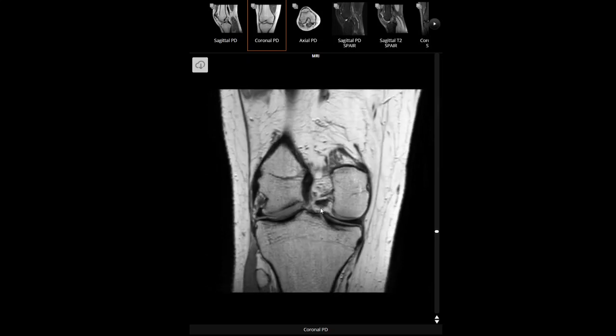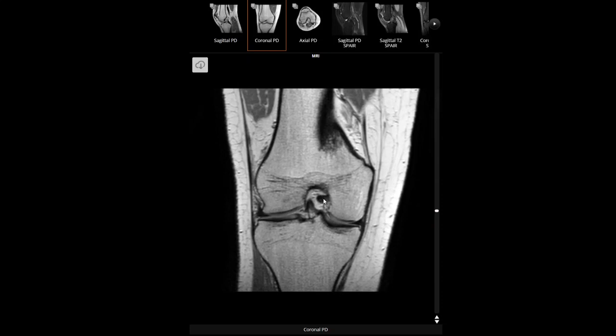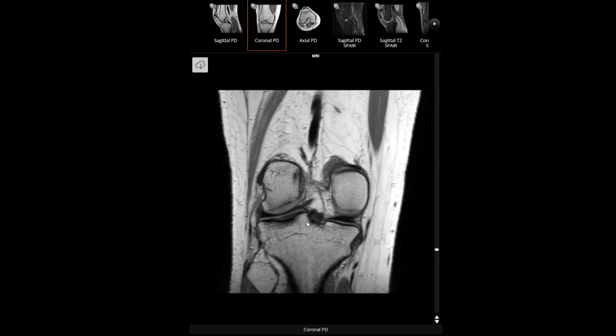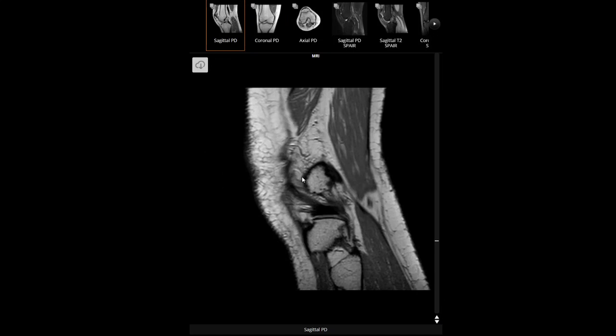whereas the PCL has started from the anterior part of the lateral surface of the medial condyle, and it goes downwards and backwards to insert here. You need not remember this, I just showed you the MRI, how structures are visualized, and how it helps us see structures in much greater detail than the two-dimensional images of X-rays.